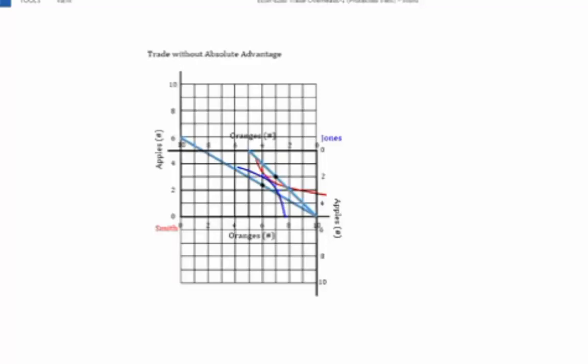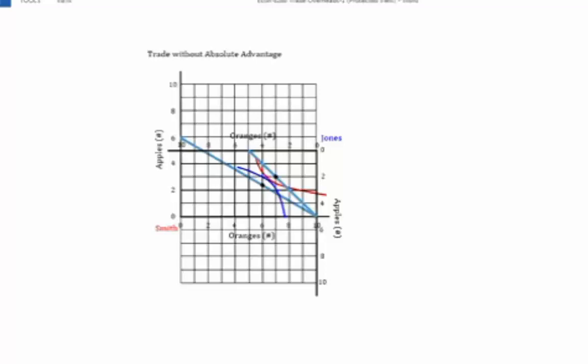Smith, because 6 over 10, which is his opportunity cost for oranges, or 3/10, or 3/5, or 0.6. Anyone is fine. So 0.6 is less than 5 over 5, which is 1. Jones's opportunity cost for oranges is 1 apple per orange. So Smith has the comparative advantage in the production of oranges.